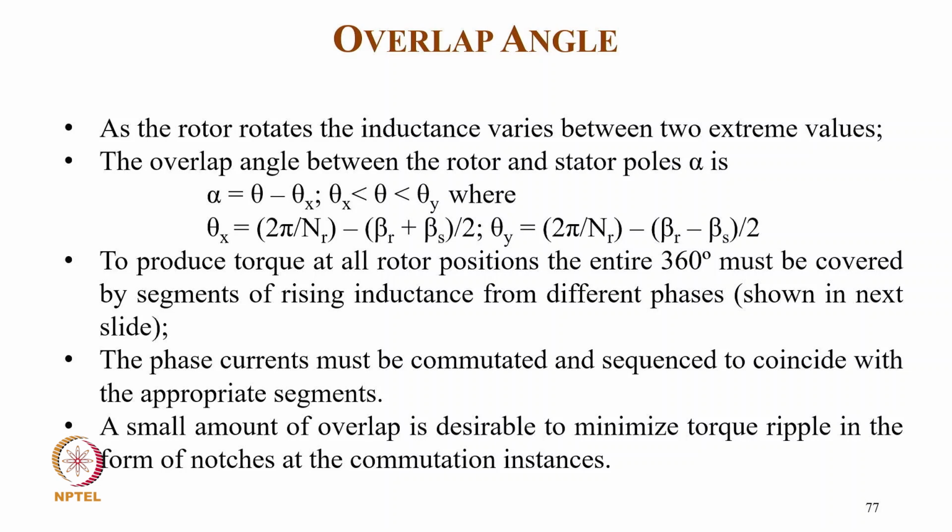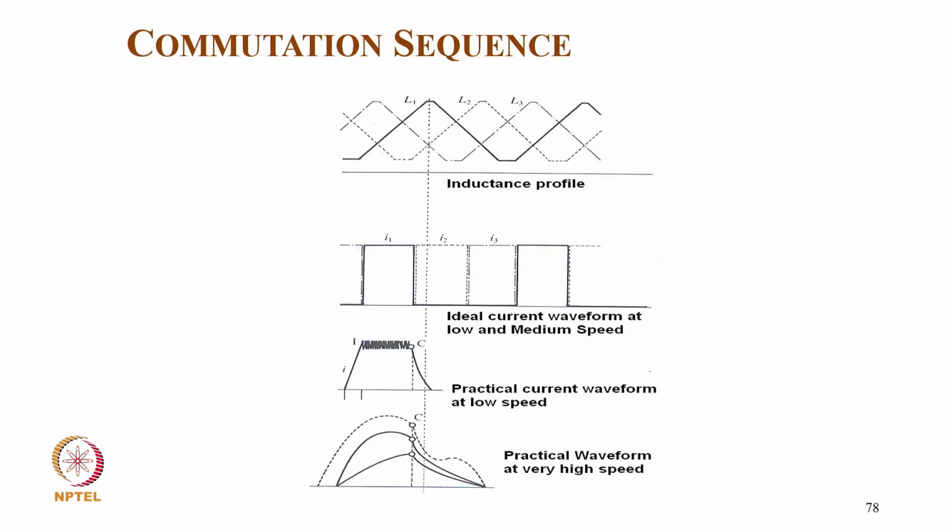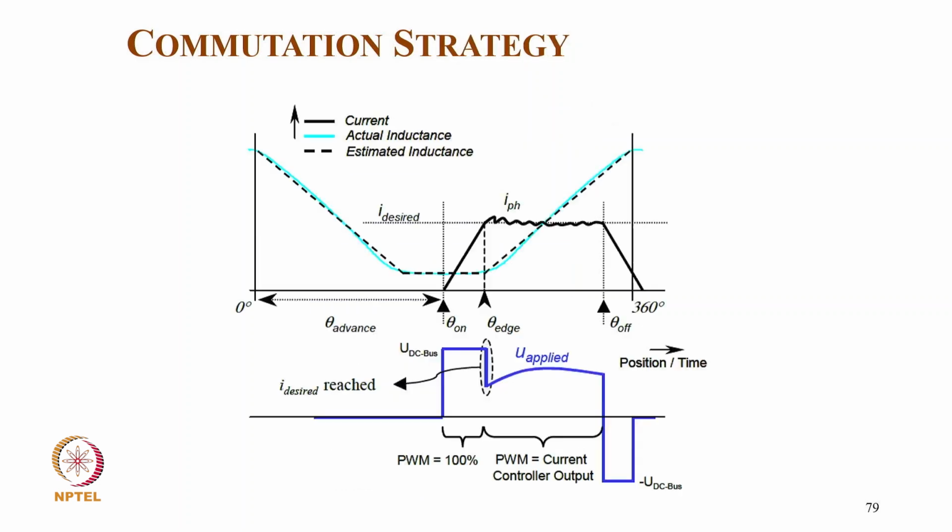So to produce torque at all rotor positions, the entire 360 degrees must be covered by segments of rising inductance from different phases, as shown in the next slide. The phase current must be commutated sequentially to coincide with the appropriate segments, and a small amount of overlap is desirable to minimize torque ripple in the form of notches at the commutation instant. This is typically the commutation scheme. You can see for a typical 3-phase machine how the ideal currents will be, how the practical current waveform is at low speed, and how the practical current waveform is at high speed.